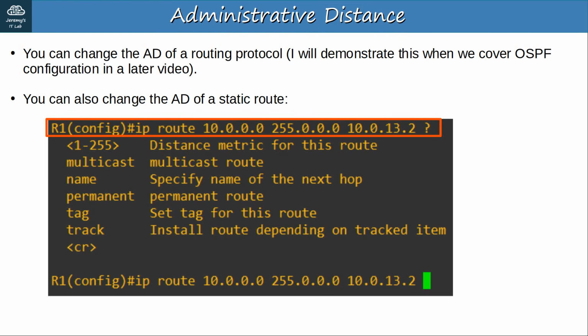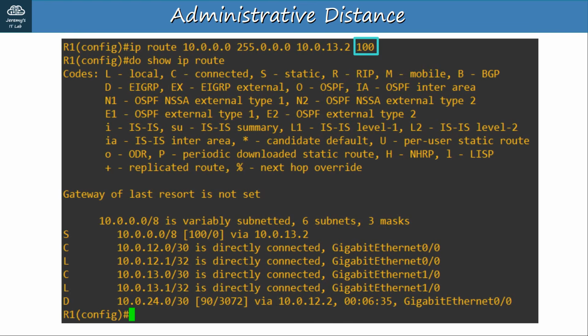Notice here I use the standard command to configure a static route. IP route, followed by the destination, the subnet mask, and then the next hop address. However, I use the question mark to check for further options. Here it says distance metric for this route. It includes the word metric, but don't confuse this for the metric we talked about earlier. This is administrative distance. So I configured the route with an AD of 100.